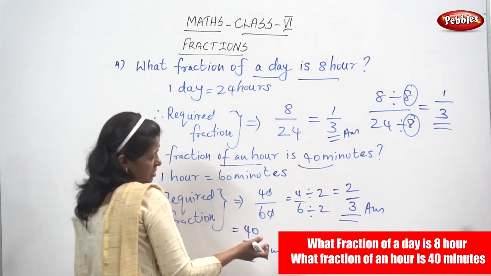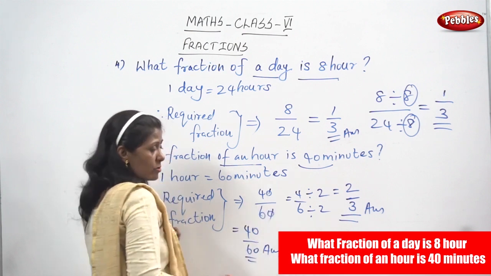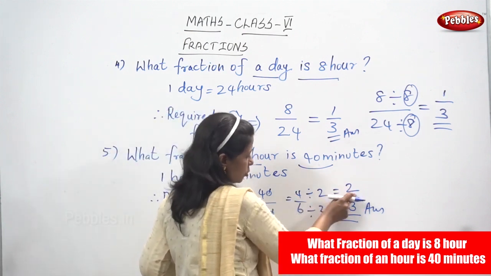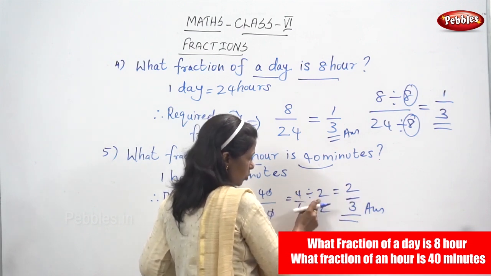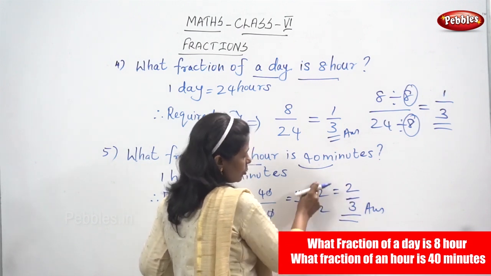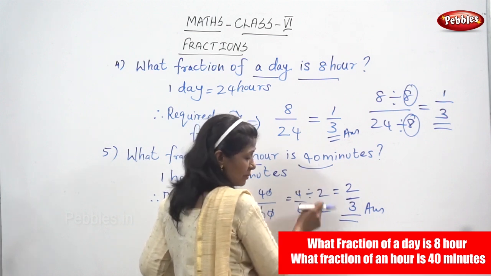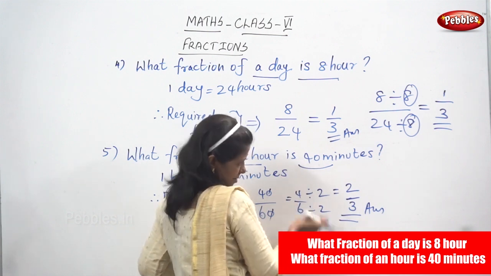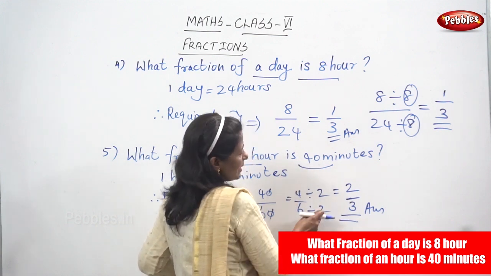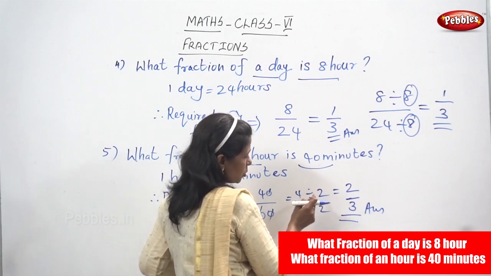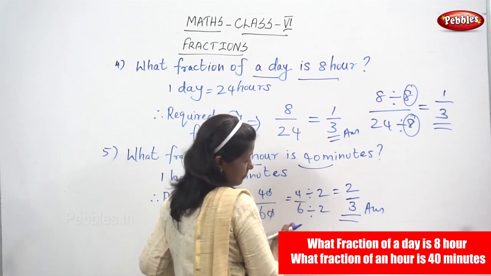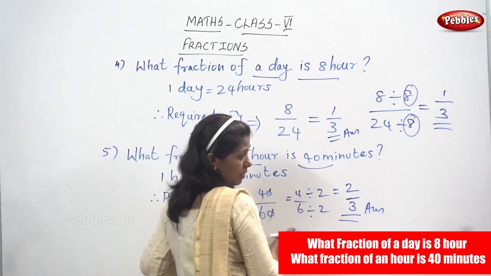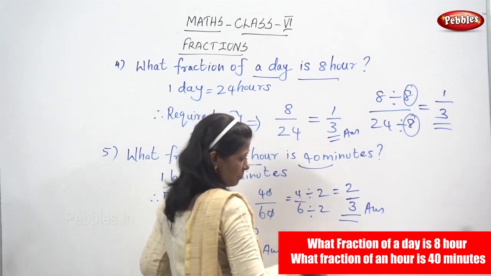If you want to simplify this fraction, you cancel the 0. Then you get 4 by 6. 4 divided by 2 and 6 divided by 2. While simplifying, you must take the same number for both the numerator and the denominator. The number I have taken is 2, so 2 divides both 4 and 6. A common number for both must be taken. That is very important for the simplification.